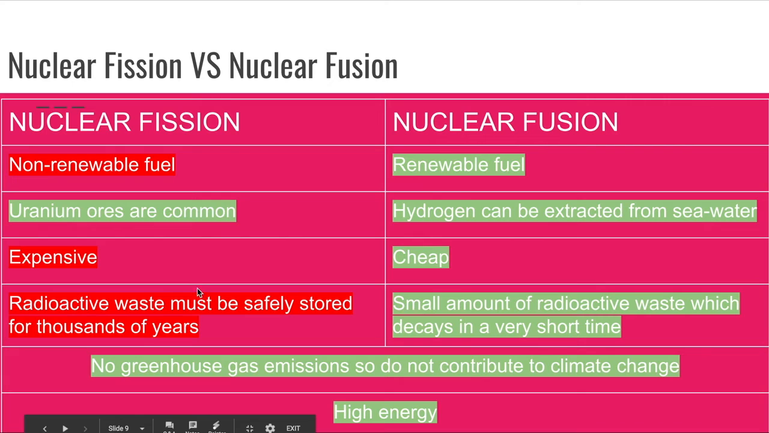Now, nuclear fission, it produces a lot of radioactive waste, which must be safely stored for thousands of years. For nuclear fusion, it also produces radioactive waste, but it decays in a very short term compared to nuclear fission and produces a small amount compared to nuclear fission. Both of them, no greenhouse gas emissions, no CO2, so no contribution to climate change, and no contribution to global warming. And both of them produce a high amount of energy.